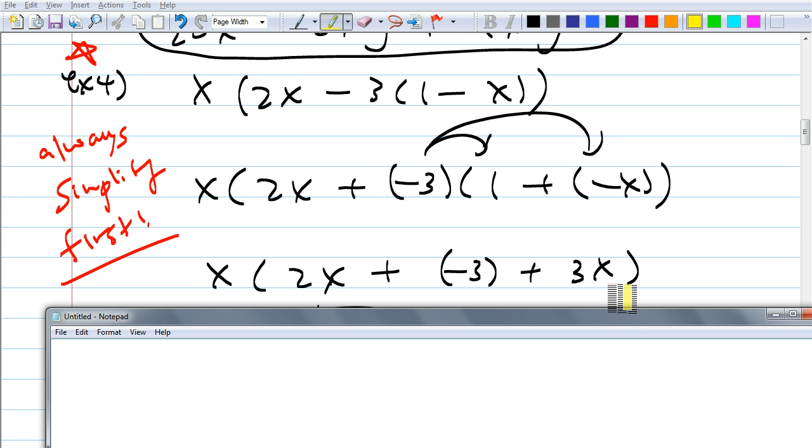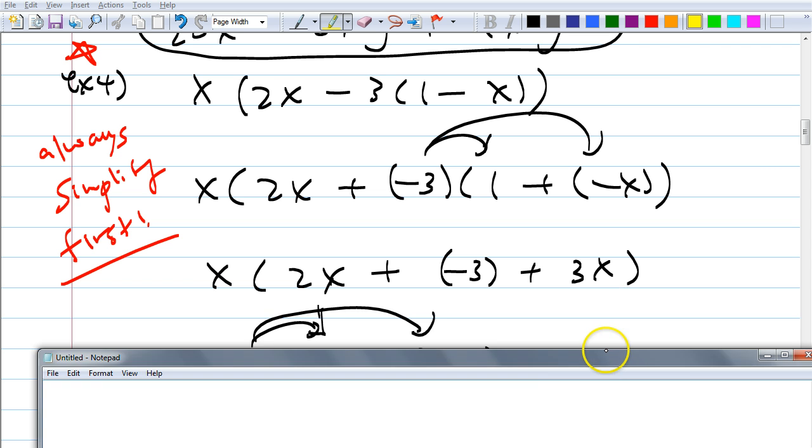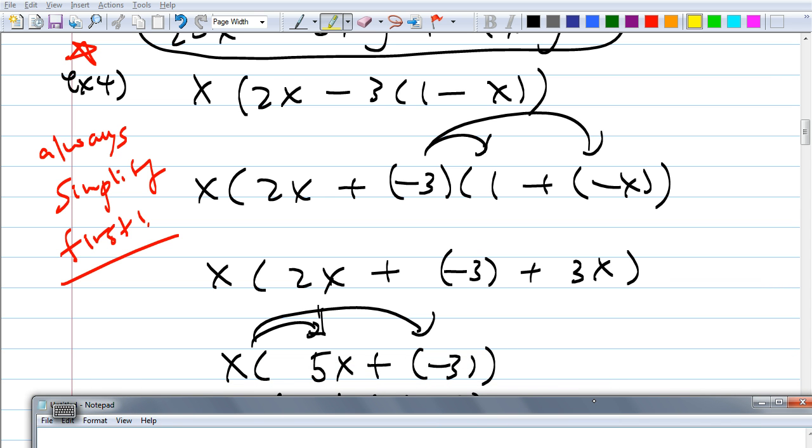Anybody see why this becomes 2 terms? Raise your hand. How about Paul? You can combine 2x and 3x. Yeah, you could combine 2x and 3x. And Gemma, what's that? 5x. Okay, does that make sense? Now, once you simplify inside the parentheses, Audrey, you get 2 terms, right?